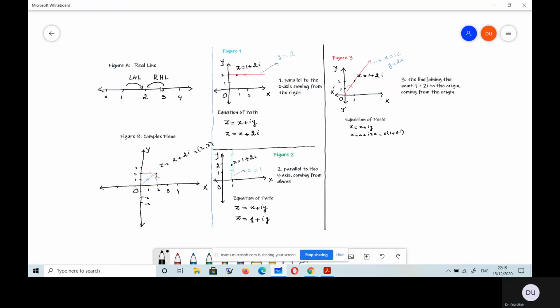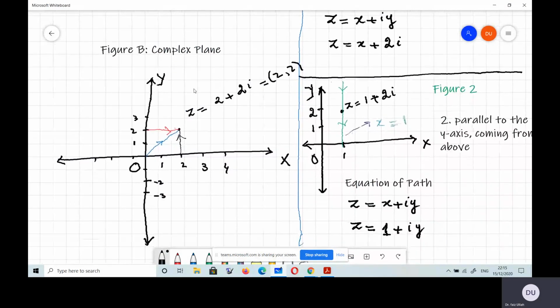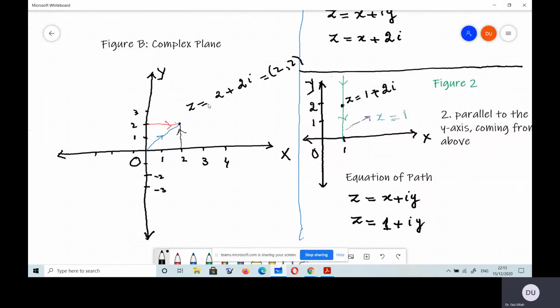But let us take a complex number and look at figure B. In this figure B, I have a complex number z is equal to 2 plus 2 iota, which is 2 comma 2. So this point is here inside the complex plane. Now I can come towards this point along this red path. This is one direction. I can also go towards this point from the origin along this blue path.